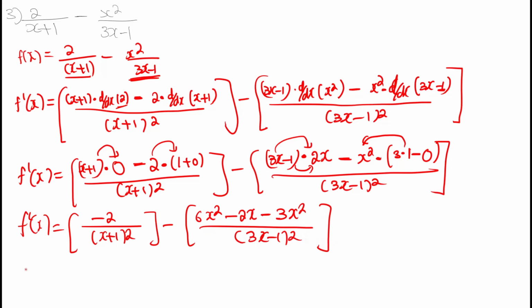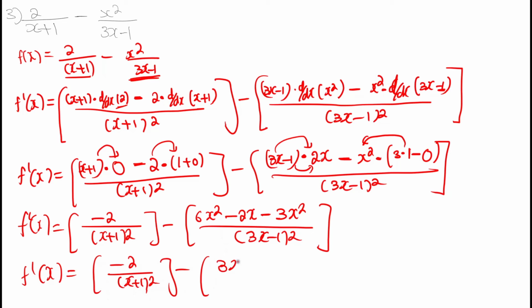In the last step, we can rewrite it as f dash of x is equal to minus 2 by x plus 1 whole square minus 6x square minus 3x square is 3x square minus 2x divided by 3x minus 1 whole square. This will be the derivative of the given function. Here the same steps we are applying, but we need to apply the u by v rule separately for the two terms.